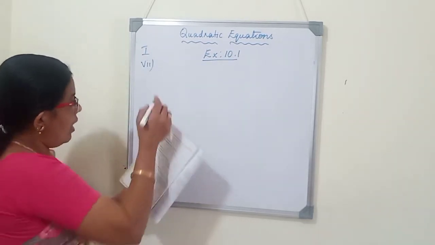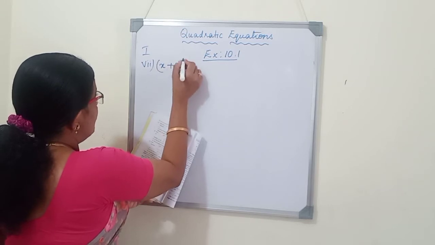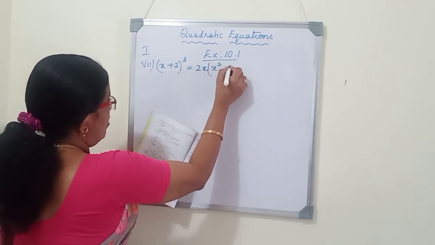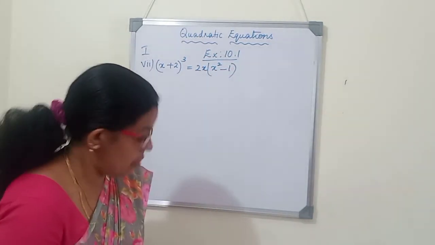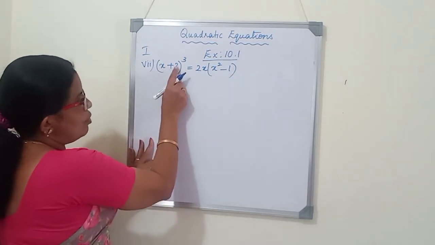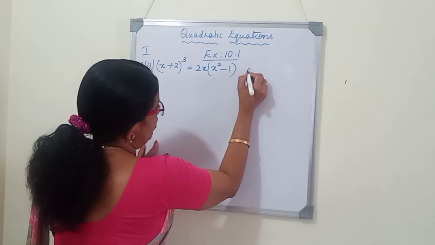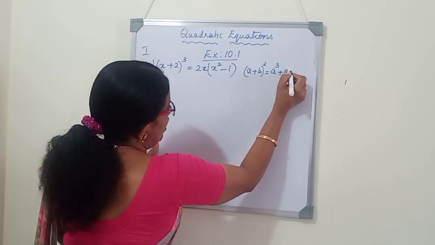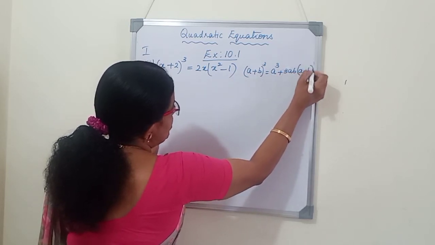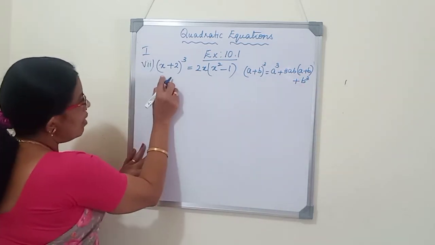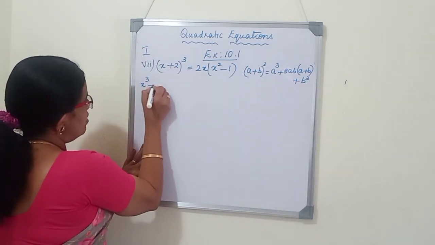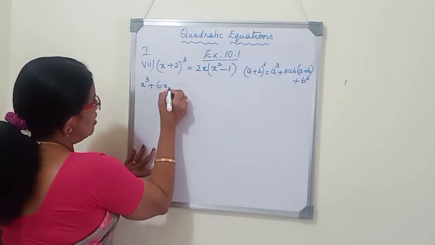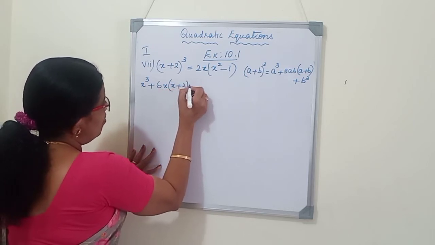7th question. (x + 2)³ = 2x(x² − 1). Now for (x + 2)³ here we have to use the formula (a + b)³ = a³ + 3ab(a + b) + b³. So here x³ + 3ab, 3 into x into 2, so 3 into x into 2 is 6x into (a + b), (x + 2), plus b³.